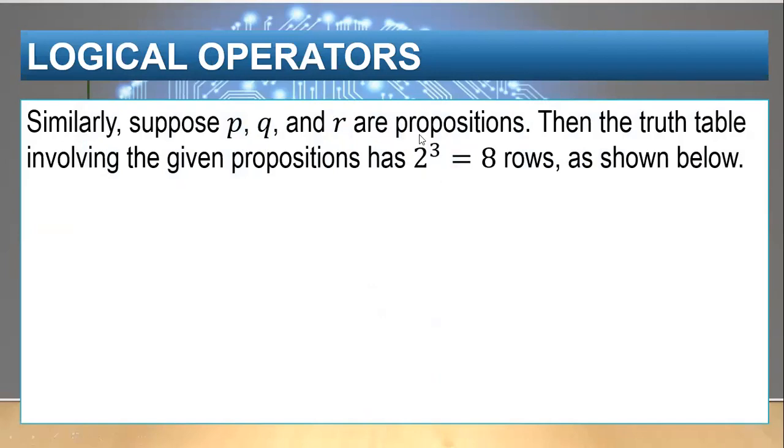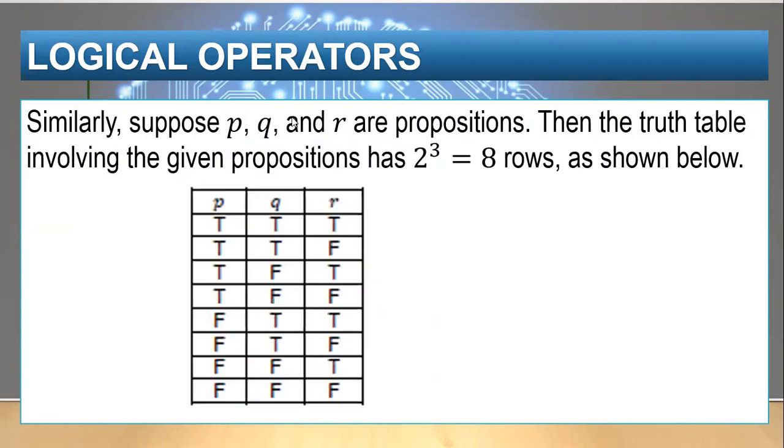Now, suppose we have three propositions already. Ilang rows kaya yung magagawa natin for the possible combinations of their truth values? So our truth table will consist of 2 raised to the third power is equal to 8 rows. So it will consist of 8 rows na. We have P, Q, R.